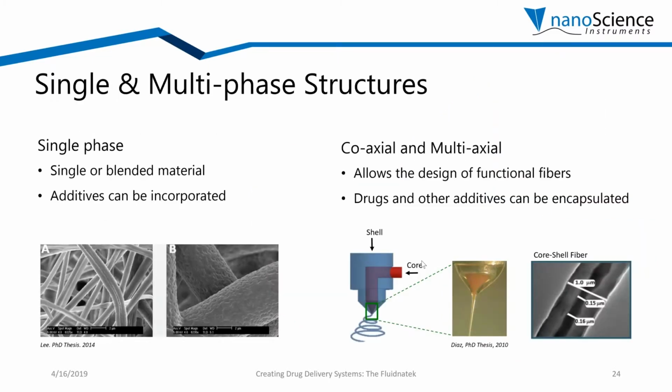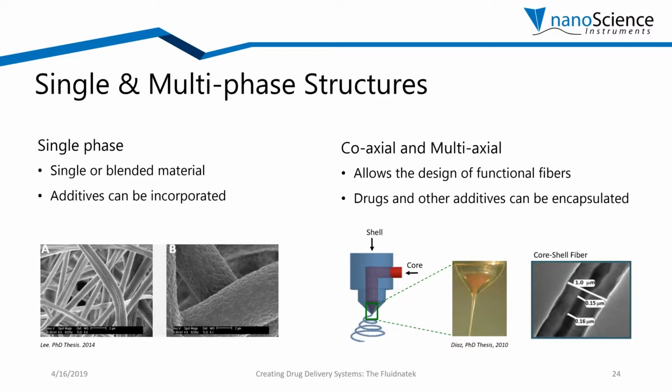Another feature with the Fluidnatek is that we can create fibers and particles in single-phase, core-shell arrangement, and even multi-axial. For single-phase, blended or non-blended materials can be electrospun and electrosprayed. Additives can also be incorporated according to the application needs. For example, growth factors can be blended with the polymer solution before electrospinning. This will further improve biocompatibility with the in vivo environment. If that growth factor needs to be added after the sample is created, we can also work around that.